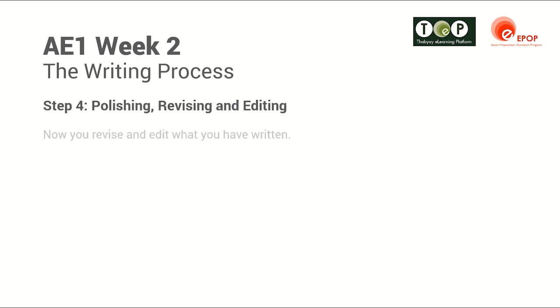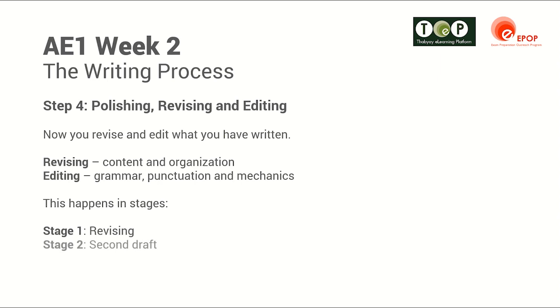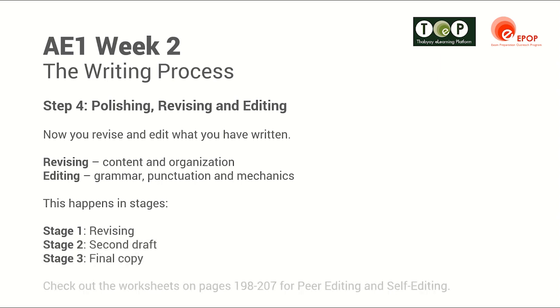And then you move to step 4, which is to polish, revise, and edit into a final copy. There are 2 major parts of this. The first is revising, where you're looking at content and organization, the big stuff. And the second is editing, when you're focusing on the details like grammar and punctuation and mechanics in your paragraph. And there are 3 main stages. There's the revising stage, there's the second draft, and then the final copy.